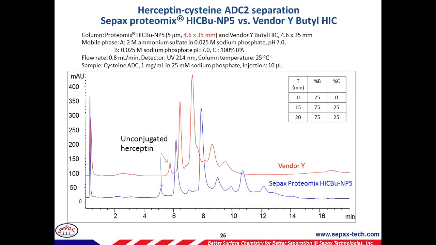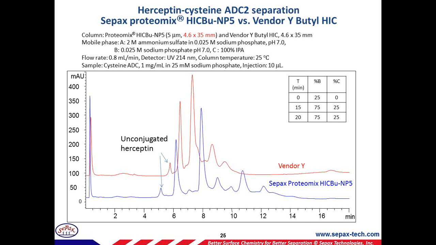And also, there are a couple of columns on the market. We did a head-to-head comparison with another butyl column on the market. As you can see here, our column can pull apart a wider range, maybe some of the isomers better, with different drug load species. Of course, you can see here we added IPA, so these are concentrations you can modify if you have different drug conjugates, because you may not need that high, or you can go higher. It really depends on the ADC molecules to give you the better separation. Of course, different HIC phases will also give you a different separation profile depending on the hydrophobicity of your molecule.